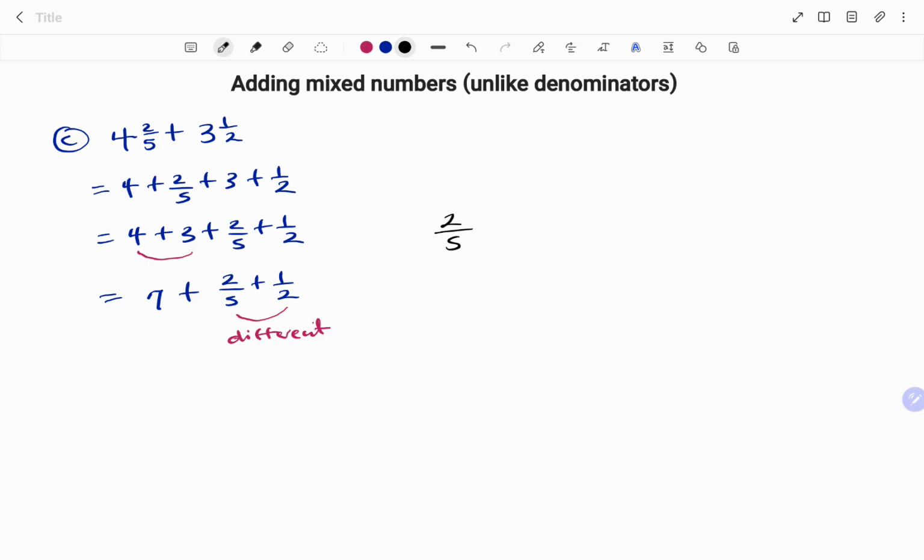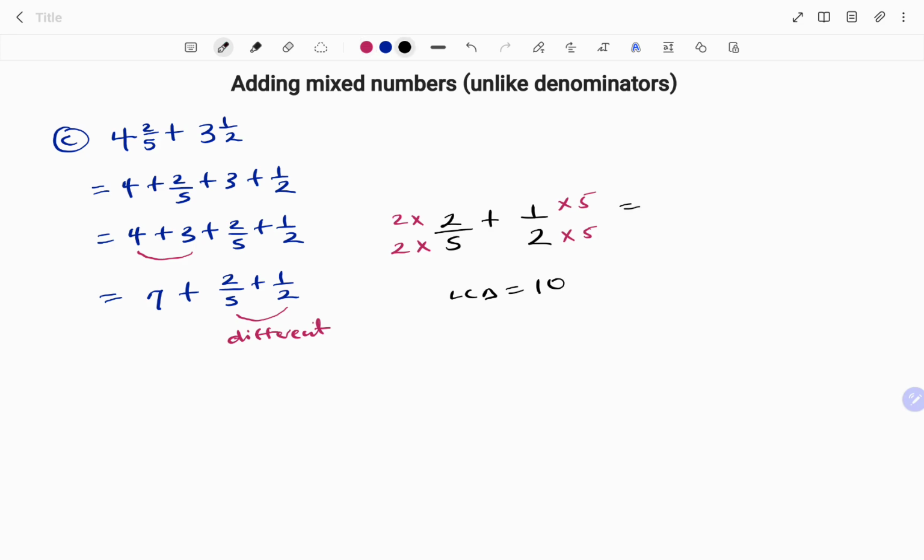I have 2 over 5 plus 1 over 2. My LCD, or my lowest common denominator, for 5 and 2 is 10. Therefore, I need to make my denominators 10. On my left-hand side, I have 5 to get to 10. I'm going to multiply my 5 by 2. And whatever I do at the bottom, I do at the top. On my right-hand side, I have 2 as my denominator. To make it 10, I multiply by 5. I do the same thing at the top.